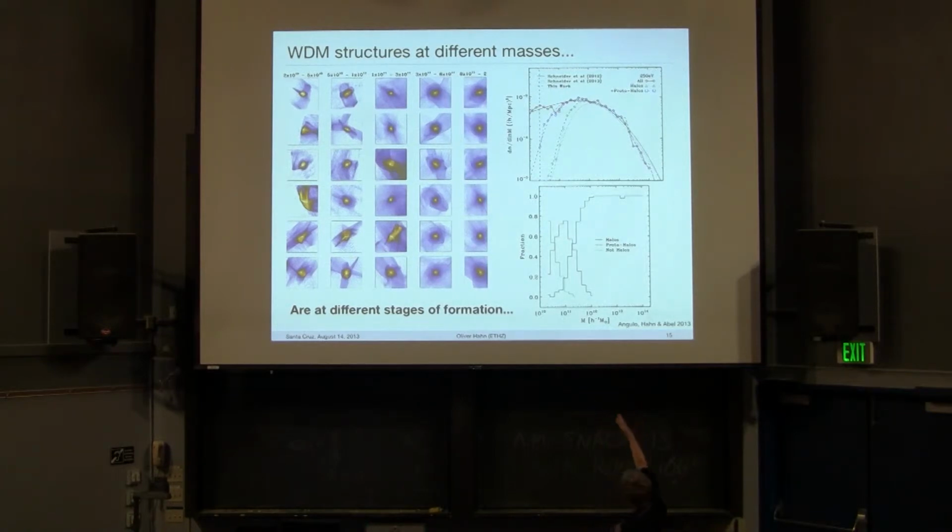So for this warm dark matter simulation, what we get is a very sharp mass cutoff. At lower masses, you have a regime where halos are just forming, very rapidly accreting a lot of mass and then very rapidly virializing, but only once they cross this half-mode mass scale.